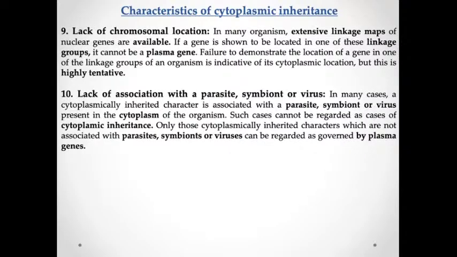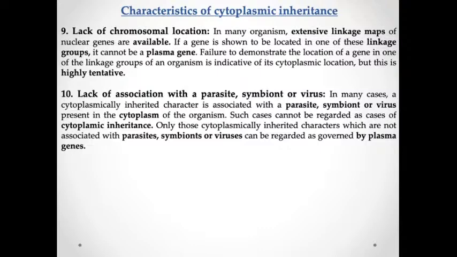And there is a lack of chromosomal locations in many organisms. Extensive linkage maps of nuclear genes are available. If a gene is shown to be located in one of these linkage groups, it cannot be a plasma gene. Failure to demonstrate that location in one linkage group of an organism is indicative of cytoplasmic location, but this is highly tentative in that case.